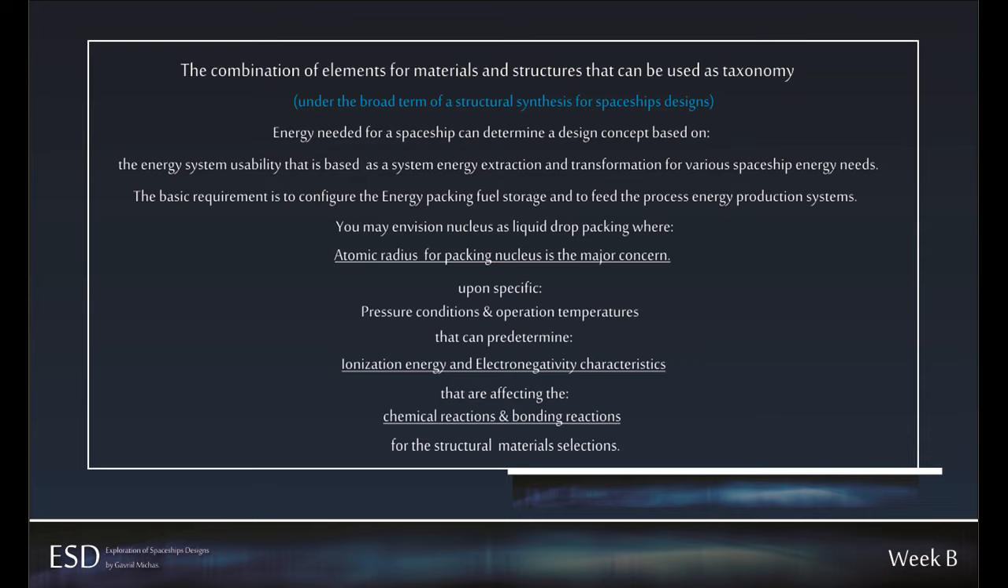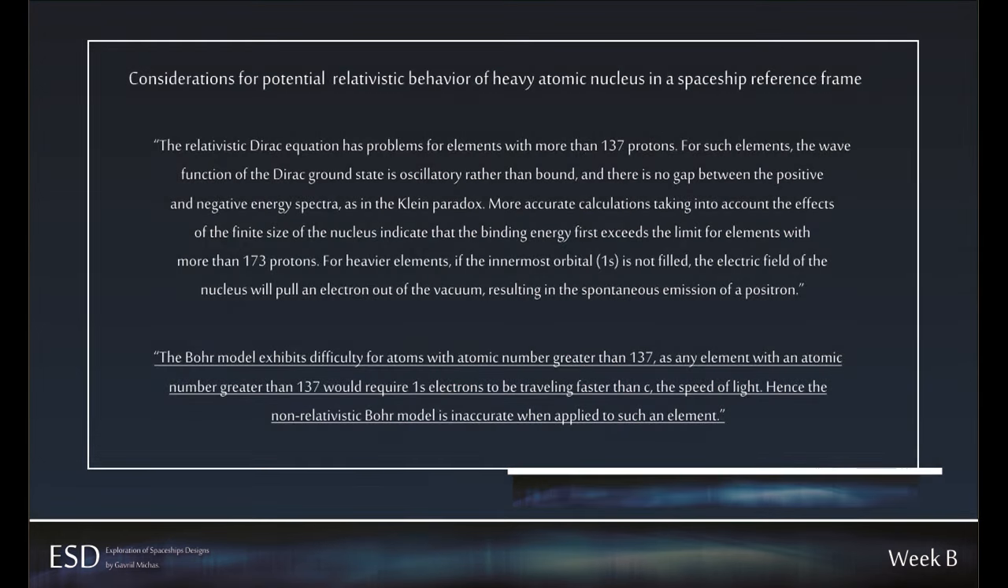You may envision the nucleus as liquid drop packing, where atomic radius for packing the nucleus is the major concern. Upon specific pressure conditions and operation temperatures, one can predetermine ionization energy and electronegativity characteristics that are affecting the chemical reactions and bonding reactions for the structural material selections. Considerations for potential relativistic behavior of heavy atomic nucleus in a spaceship reference frame.